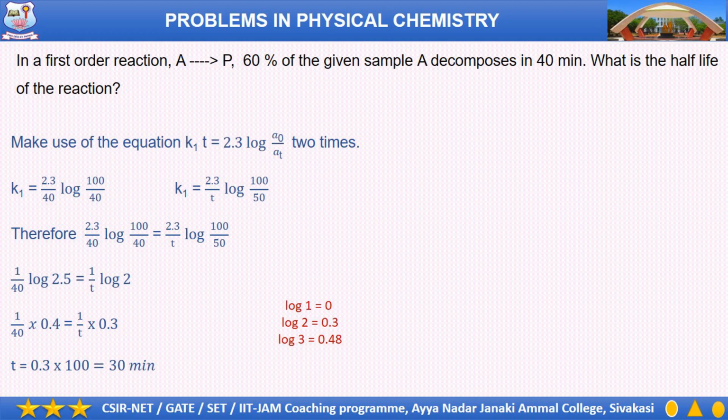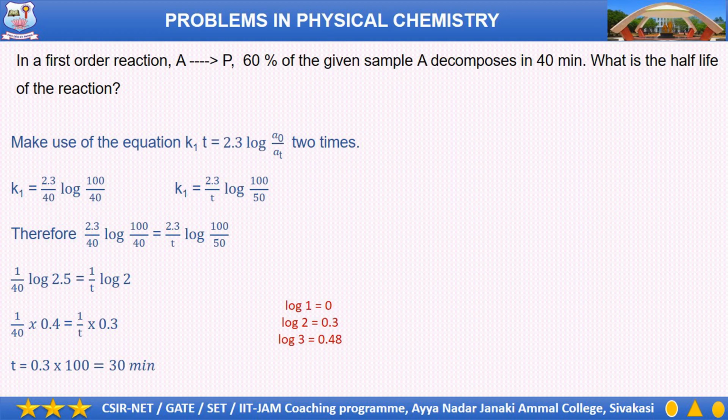Therefore, you can joyfully tick that the answer is equal to 2.3 by k into log of 100 by 50%. That is, half-life is 50%. Now you get 2.3, 2.3 cancel, and it is equal to 2.5. And what would be the value of 1 by 40 into log of 2.5? What is your calculator saying? Log of 2.5, approximately tell me the answer.